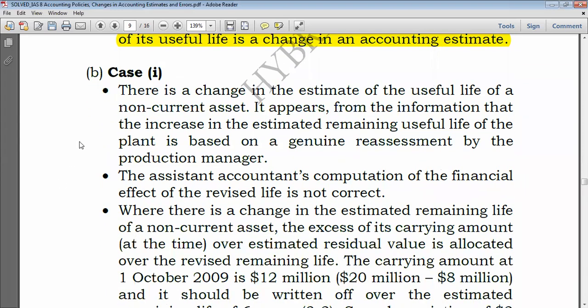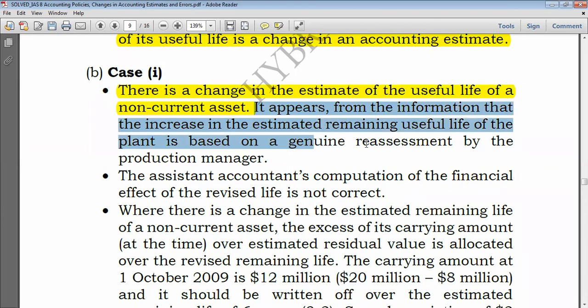I think we have gone through a lot. Now listen, there is a change in the estimate of the useful life of the non-current asset. This is obvious. It has changed from 5 years to 8 years, right? But also, it appears from the information that the increase in the estimated remaining useful life of the plant is based on a genuine reassessment by the production manager. As I told you, something that leads to changes in accounting estimates occurs not because we made an error in the past, but because in the past we were right, but due to new developments or new factors arising, we have come to a conclusion that it has to be changed.